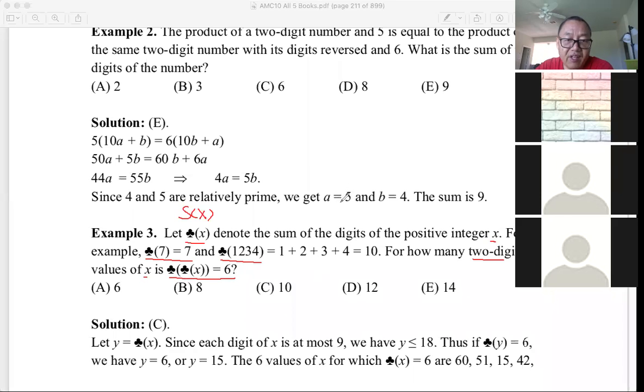Okay, now let's see if this X is a 2-digit number. It's similar to the form 10A plus B. If X is a 2-digit number, then suppose this Y equals this sign. Suppose I use this.